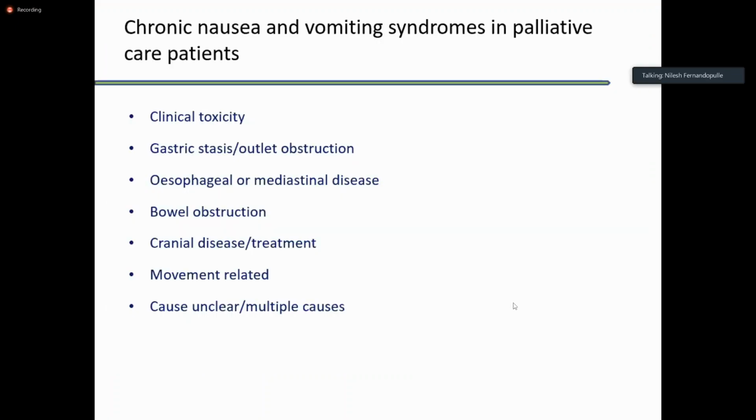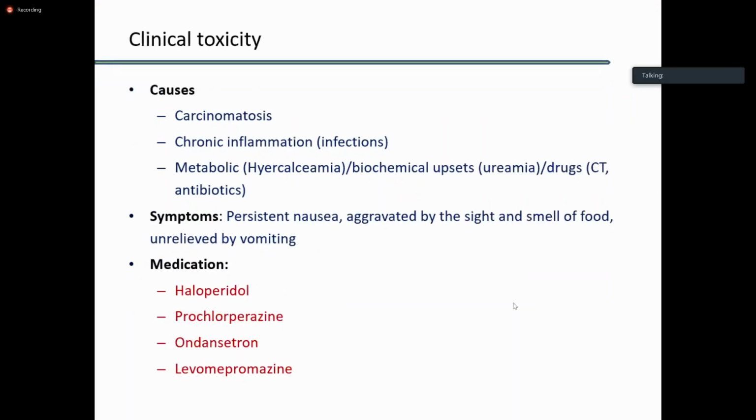So coming back to those nausea and vomiting syndromes, let's take them one by one. First, the clinical toxicity. If you look at palliative care patients with cancer, it is commonly due to carcinomatosis, so cancer spread everywhere. Or if you're looking at infection, where it's a very florid infection, it's due to chronic inflammation. Or it can be due to metabolic causes like hypercalcemia, biochemical upset like uremia, or drugs like chemotherapy or very strong antibiotics. They basically have clinical toxicity symptoms, and they affect the chemoreceptor trigger zone.